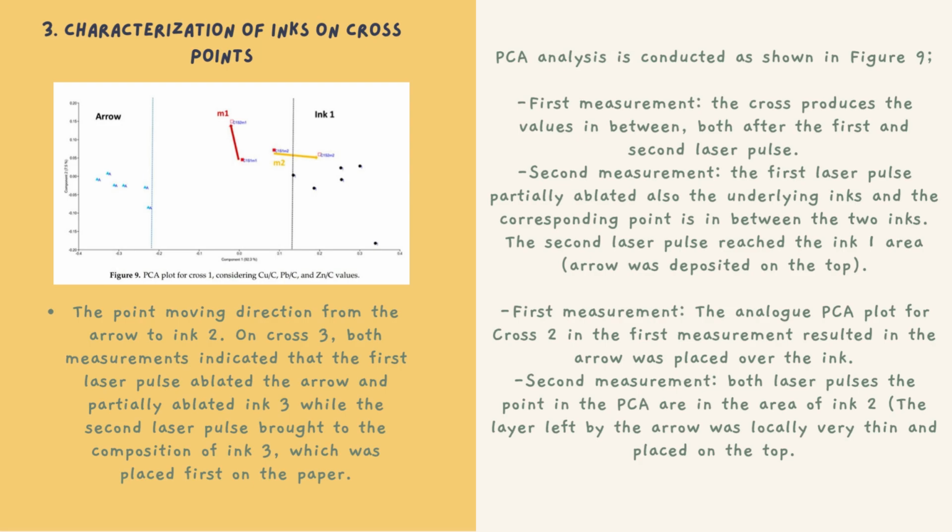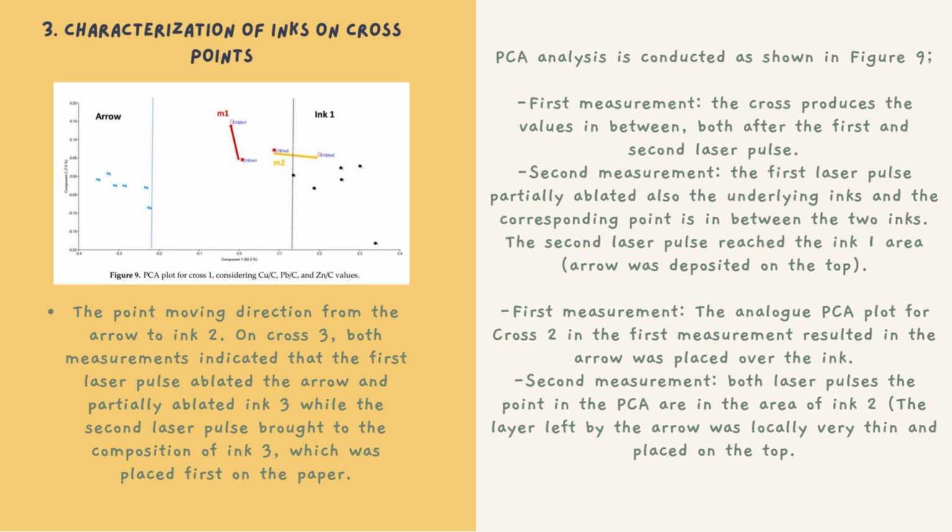PCA analysis is conducted on each pair of inks, probed 6 times, and on the corresponding crosses. The example regarding the first cross is shown in figure 9. Here, it can be observed that the 2 inks are well separated. The first measurement on the cross produces a value in between both after the first and the second laser pulse, meaning that the 2 layers were too thin compared to the laser ablation rate.